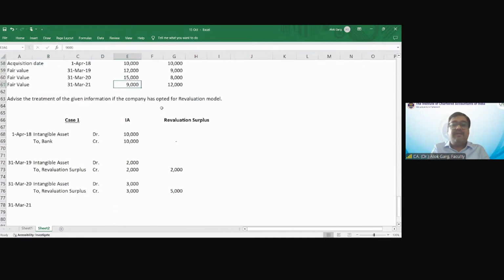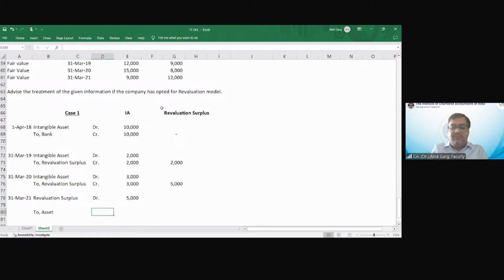Now this 15,000 becomes 9,000. The value has gone down by 6,000. Revaluation surplus debit 5,000, P&L 1,000, and intangible asset 6,000 credit. Whatever revaluation surplus is there, we need to debit that revaluation surplus. By how much? Of course, this revaluation surplus will be reversed, 2. Of course, we need to credit the asset. By what value? 15,000 minus 9,000.